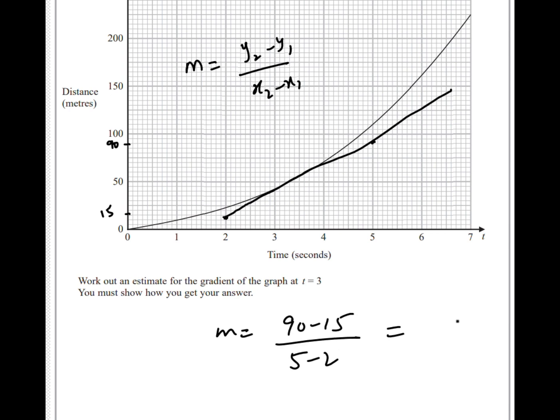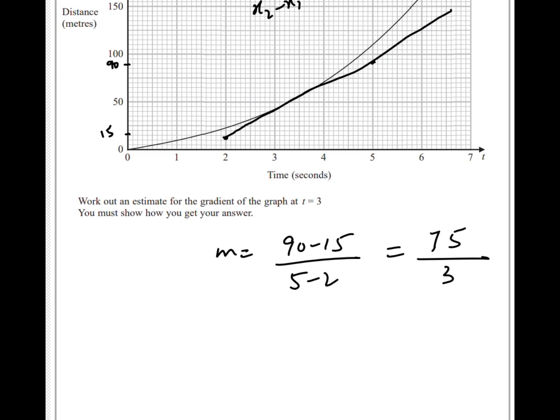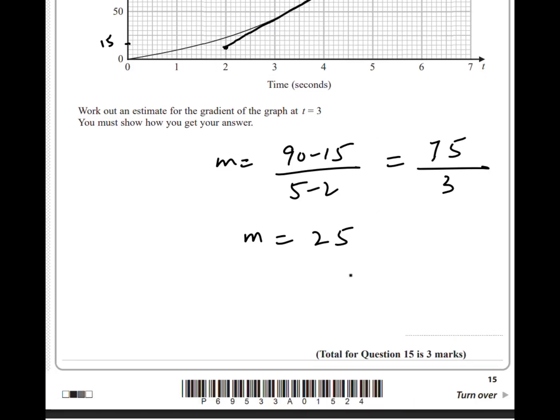That gives you 90 take away 15 is 75, 5 take away 2 is 3. Over 3. So 75 divided by 3 gives 25. So our gradient is 25. Because we just took an estimate, if you draw a straight line more carefully, you'll get a better answer. But anything between 22 to 28 is the right answer.